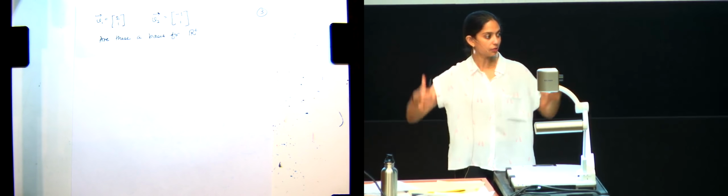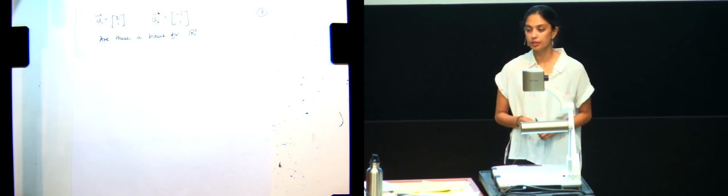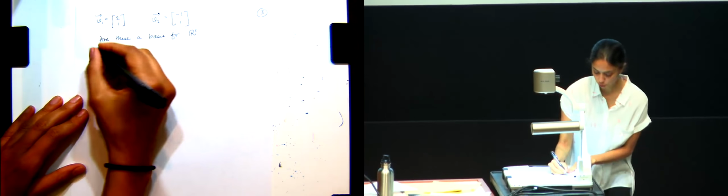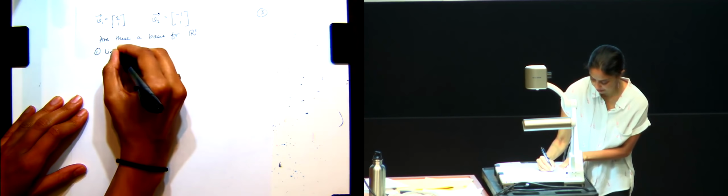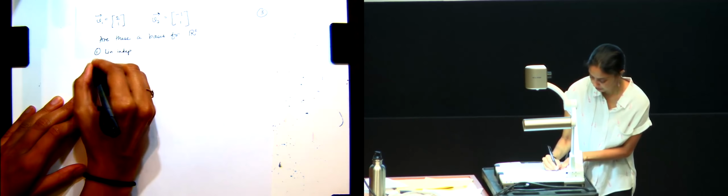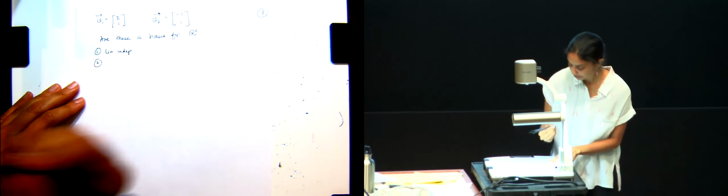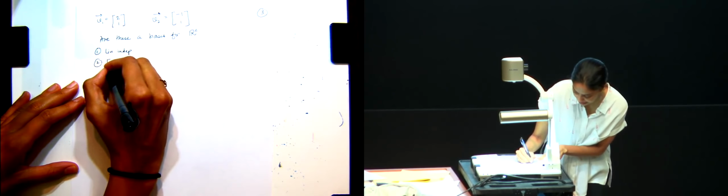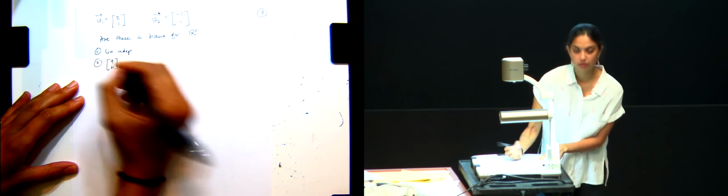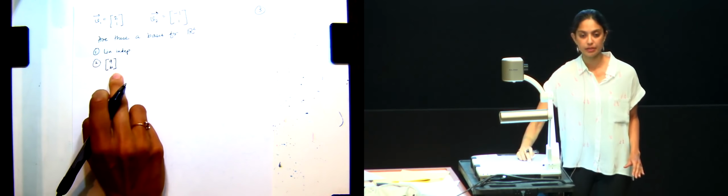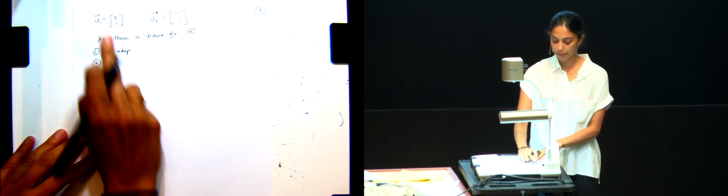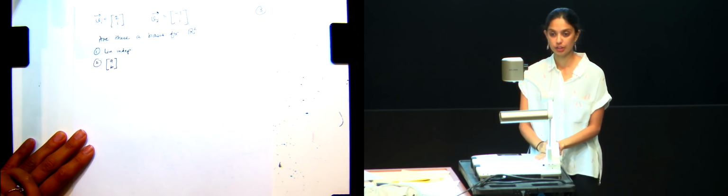Thumbs up, thumbs down? Thumbs up, right? Why are they a basis? You can show that they're linearly independent. So one, they are linearly independent. And two, let's consider any a and b. Can you express any vector a, b as a linear combination of v1 and v2?